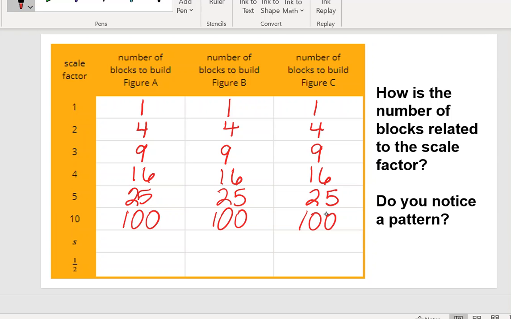So what if we were just talking about S, the scale factor being S? In other words, I don't really know what it is, but it's some random number. It can be any number that I want it to be. Well, it's going to work the exact same way it works with numbers.